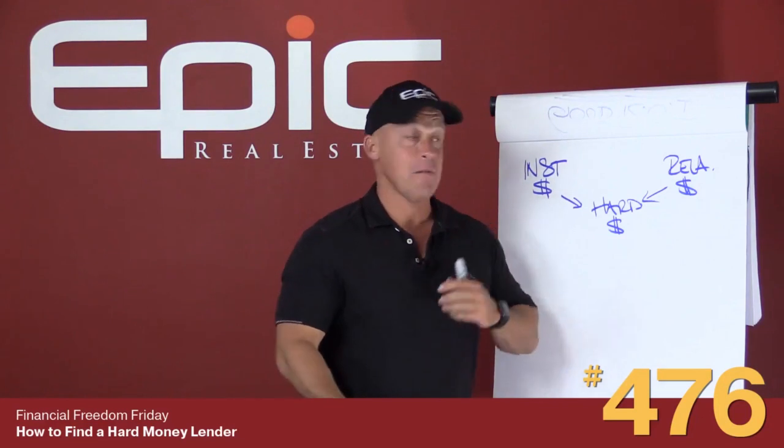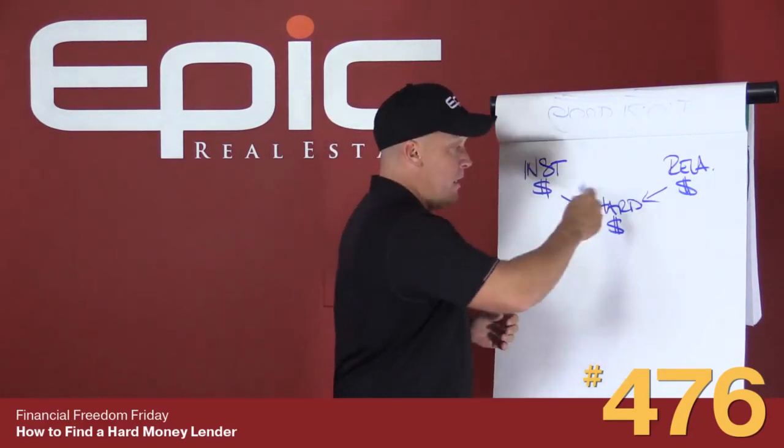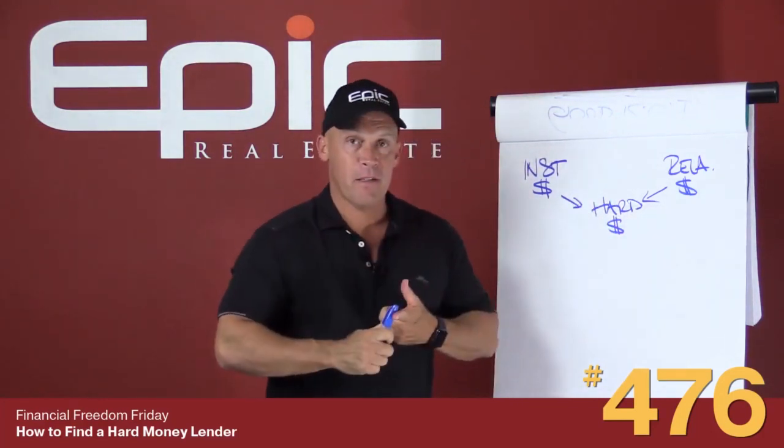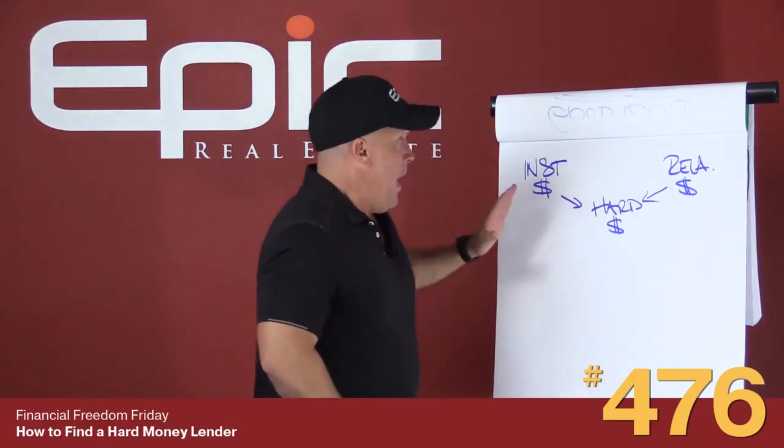You've got some of your own money, you've got maybe some institutional money, and then you need some money to kind of bring the whole deal together. So that's kind of the typical scenario. But it's more expensive, but a little bit easier to get. So that's the give and take part of hard money. So how do you find it?